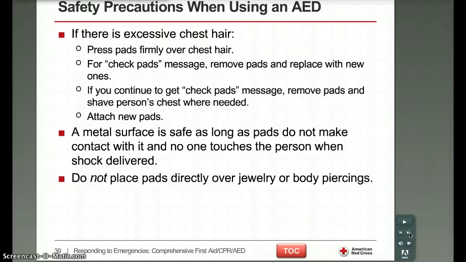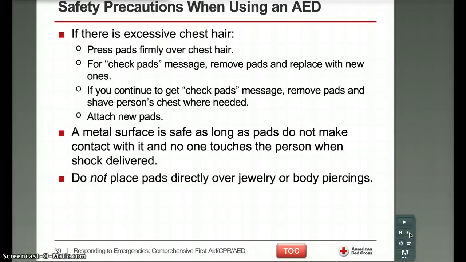A metal surface is safe as long as the pads do not make contact with it and no one is touching the person when the shock is delivered. And the last thing on here is: do not place pads directly over jewelry or body piercings. It doesn't mean you have to take the time to take the piercings out. It just means you do not put the pads over the top of those piercings, which means if you have to adjust those pads a little bit, you certainly can.